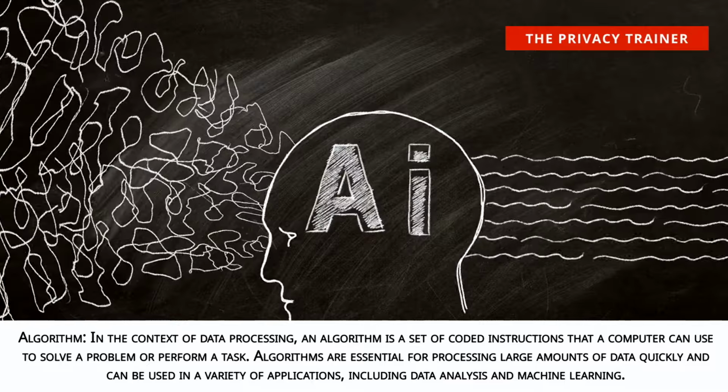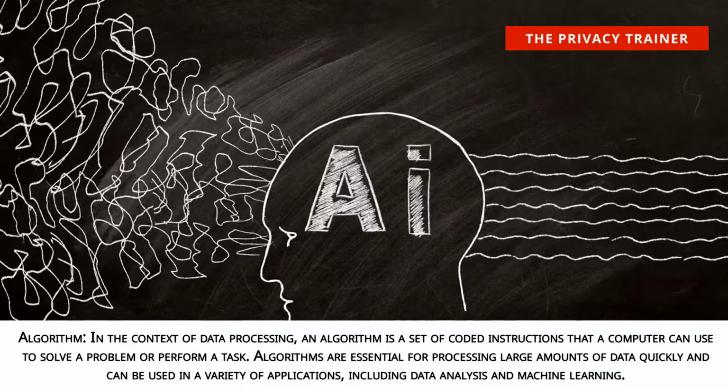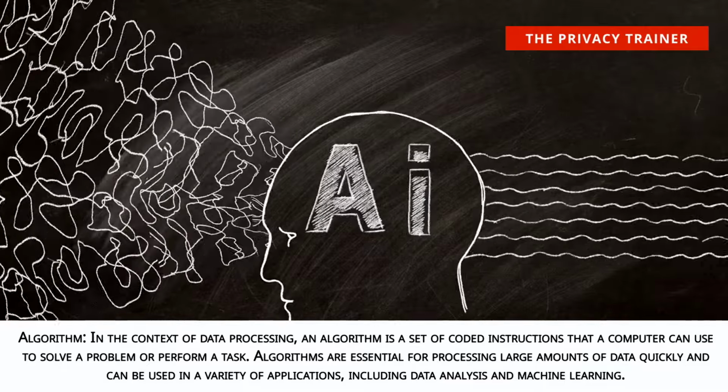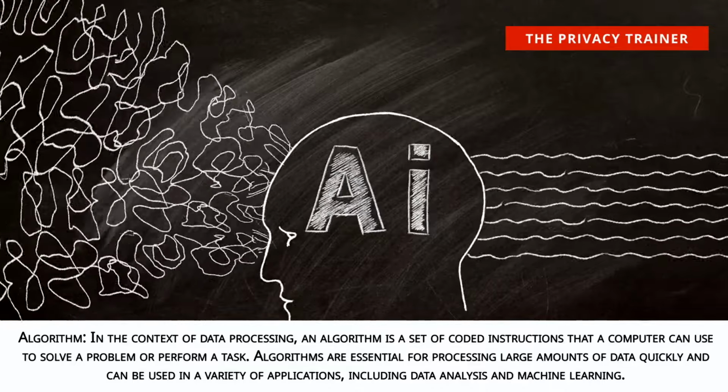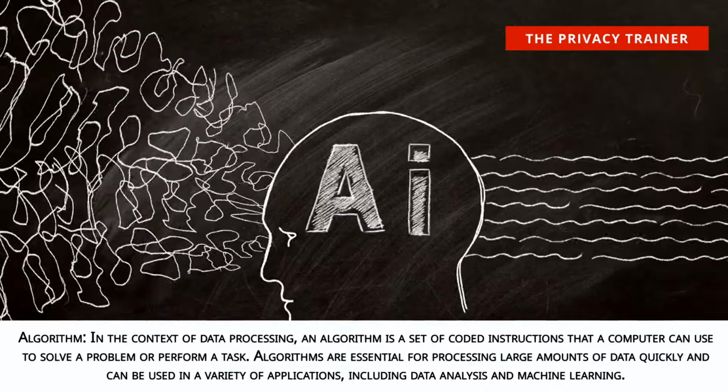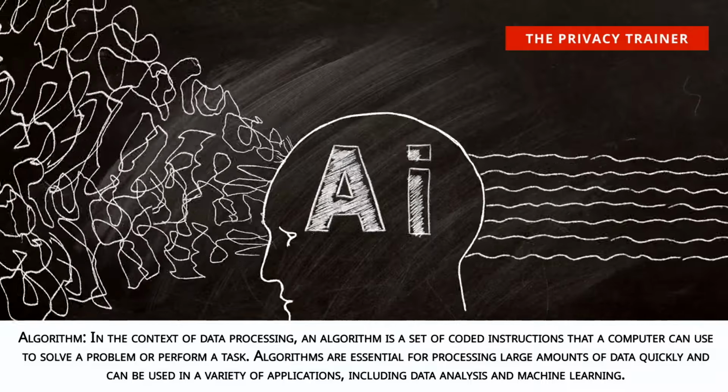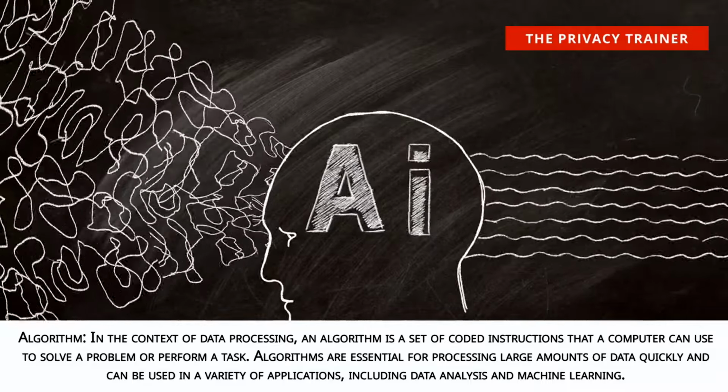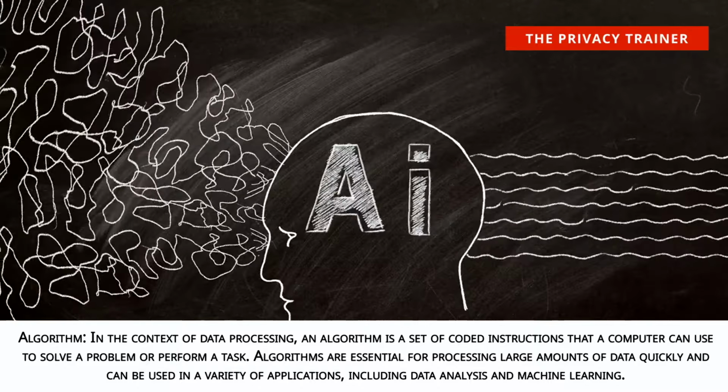Algorithm. In the context of data processing, an algorithm is a set of coded instructions that a computer can use to solve a problem or perform a task. Algorithms are essential for processing large amounts of data quickly and can be used in a variety of applications, including data analysis and machine learning.